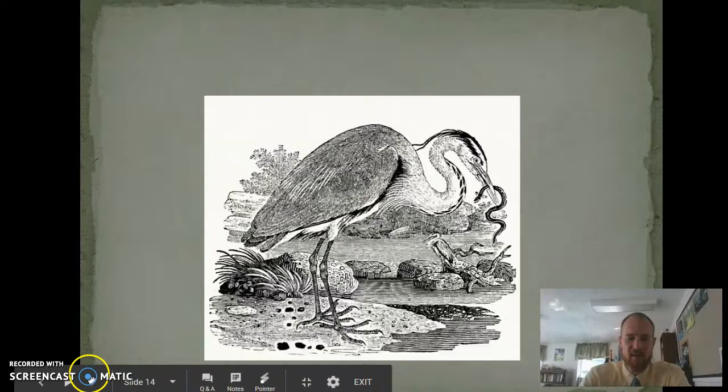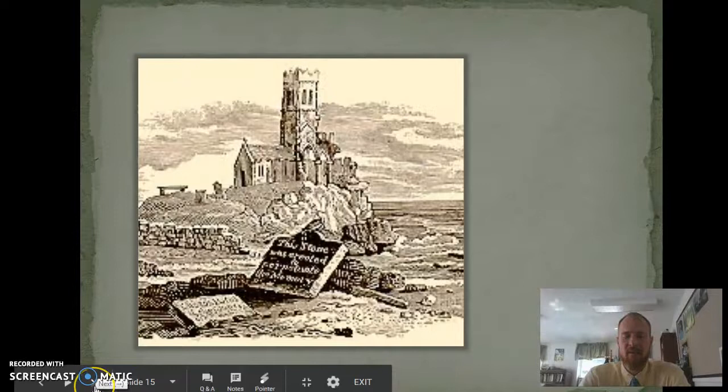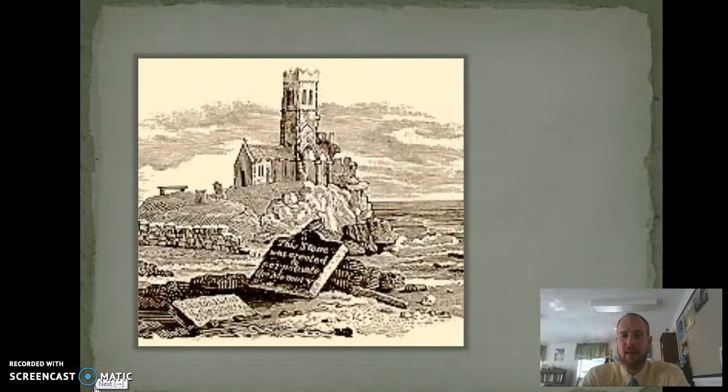Here we have another old church, a graveyard, stones sort of tipped over, a really distant horizon. Again, all of this stuff is this concern with the ruins of time and the way that the natural world over time seems to swallow up human endeavors. That's definitely going on here.